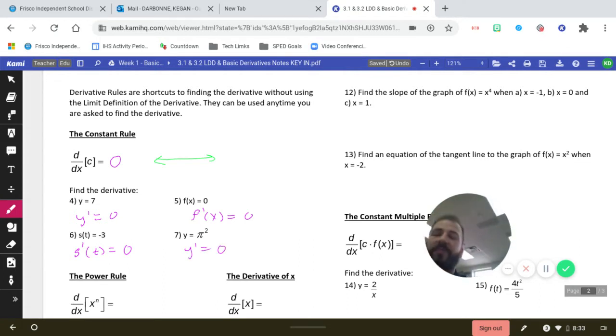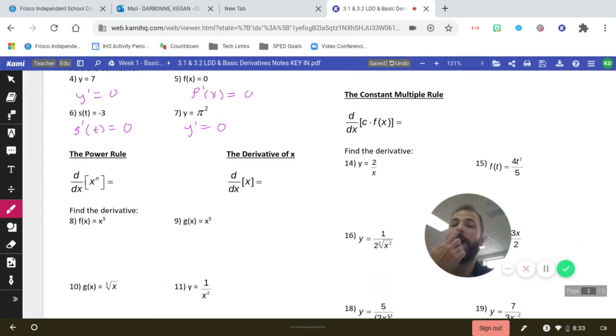Now you're like, Mr. Boom, pi squared, but that's like a variable or something. Well, remember, pi is a number, 3.14, and then all those numbers that come after it. So it's still just a constant. So even though it's pi squared, just did that to try and confuse you, still just 0. Okay, the next two rules we're going to look at are probably going to be your most used rules by far. And it is the power rule.